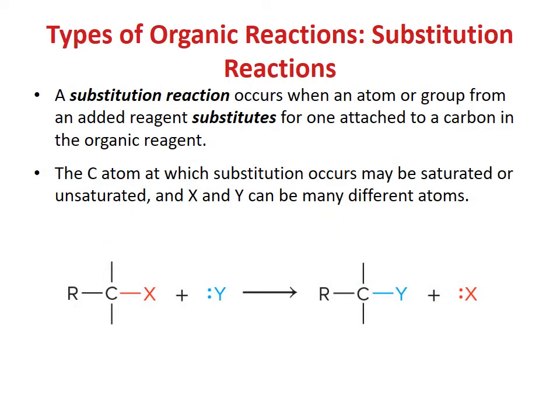The third type of organic reaction is called the substitution reaction. A substitution reaction occurs when an atom or group, in the equation this Y group, substitutes for X, which is attached to carbon. In other words, X is replaced by Y.